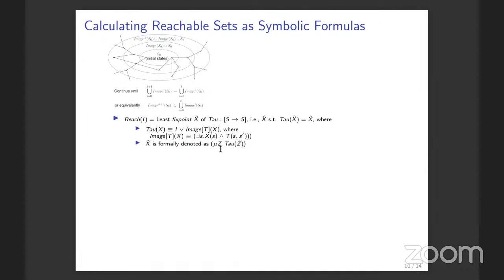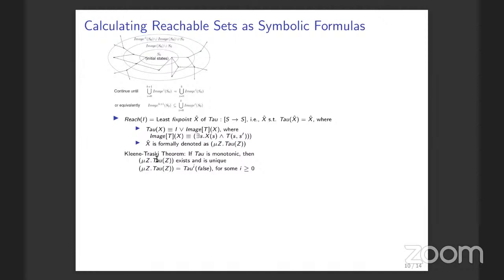Okay, and this fixed point is formally denoted as such because it's a property of the function tau. It is the least fixed point of tau Z. Now, when defined this way, one can raise the question: okay, what is the guarantee that there will be fixed points of any such function?